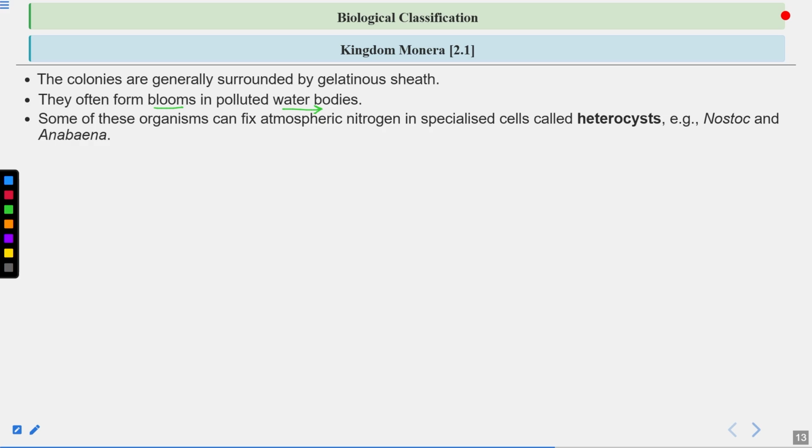Now, some of these organisms can fix atmospheric nitrogen in specialized cells called heterocysts. We've already talked about heterocysts. What are the examples? Nostoc and Anabaena. They have heterocysts in which they can fix the atmospheric nitrogen.